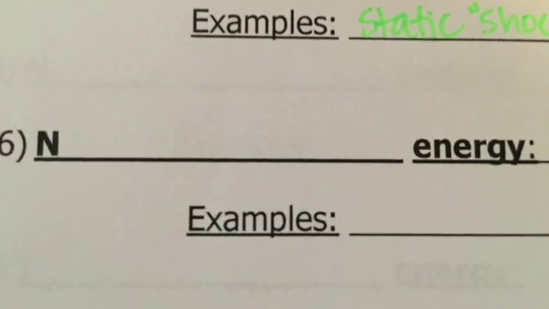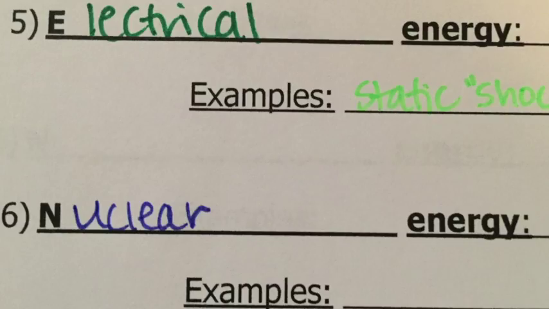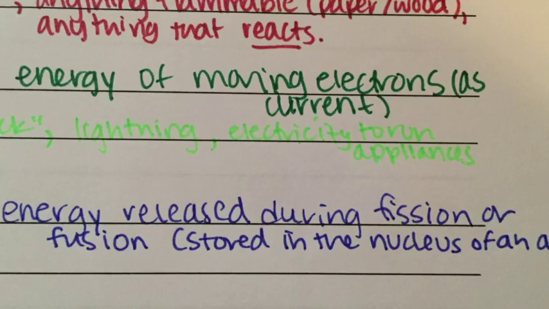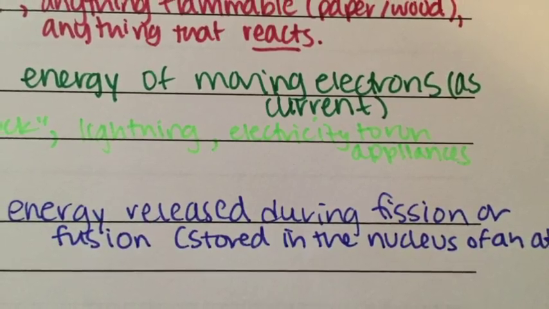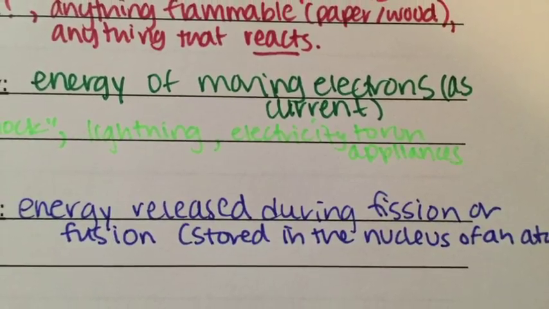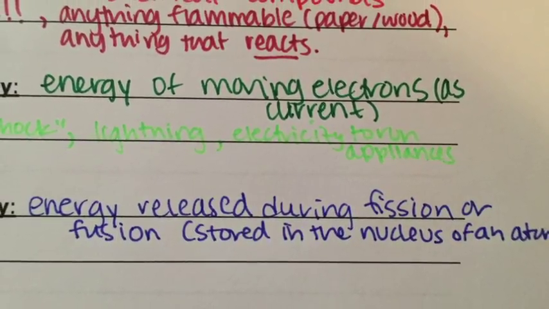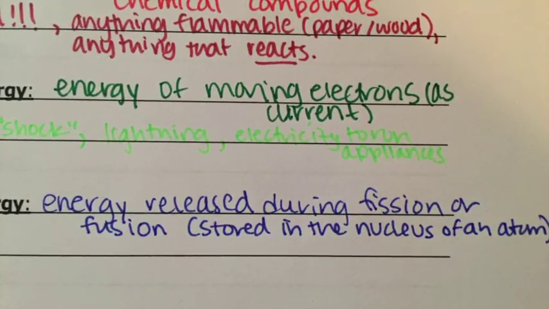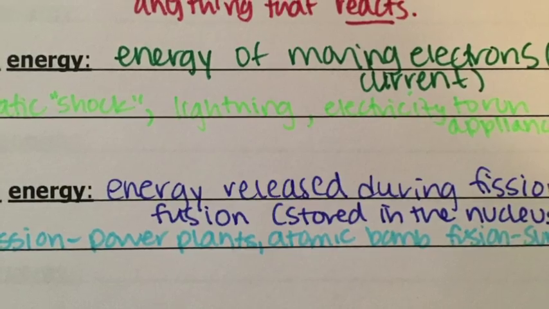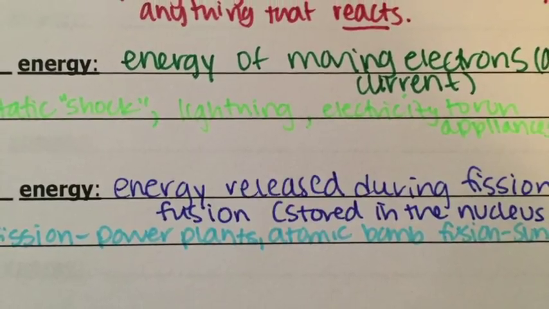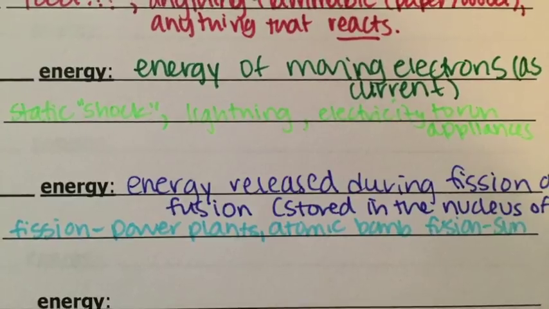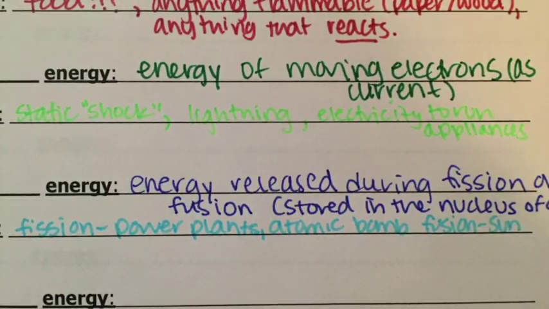Our sixth example of energy is nuclear energy. This is the one that we just got done going over in detail in class. And this is energy that's released during fission or fusion. And this is another type of stored energy. It's stored in the nucleus of an atom. And examples are going to be fission, which is in power plants or in the atomic bomb, or fusion, that happens in the sun and stars, or in hydrogen bombs.